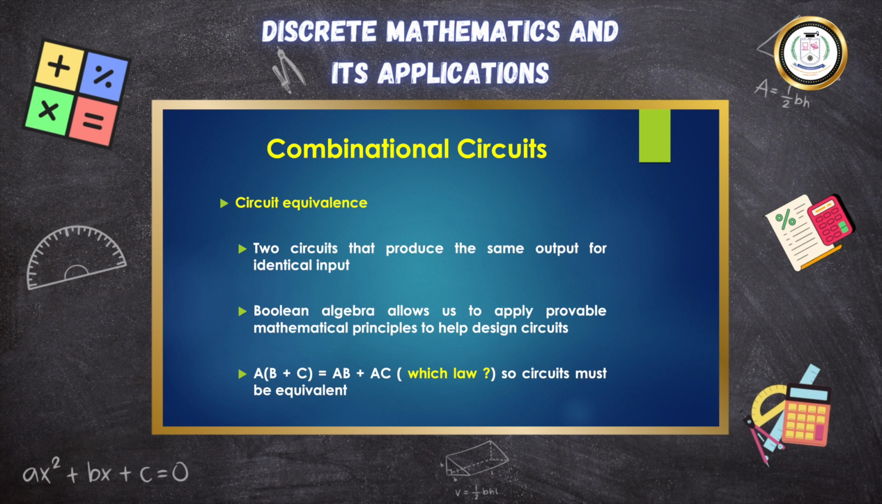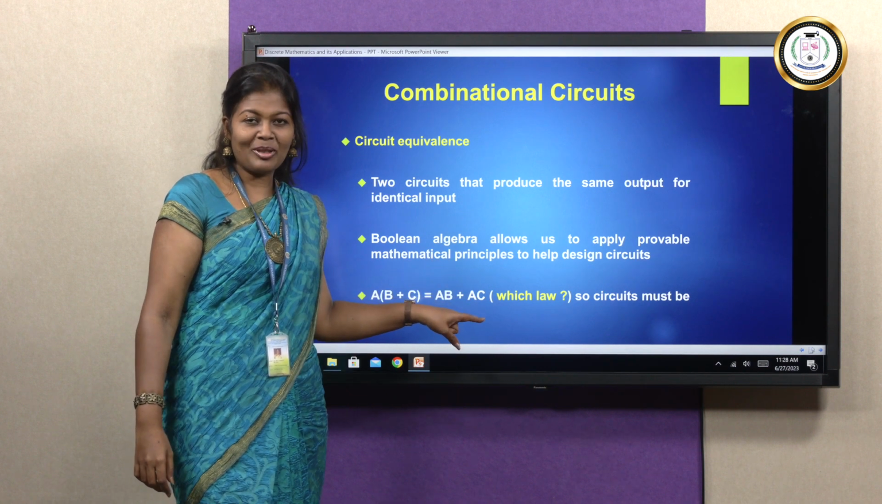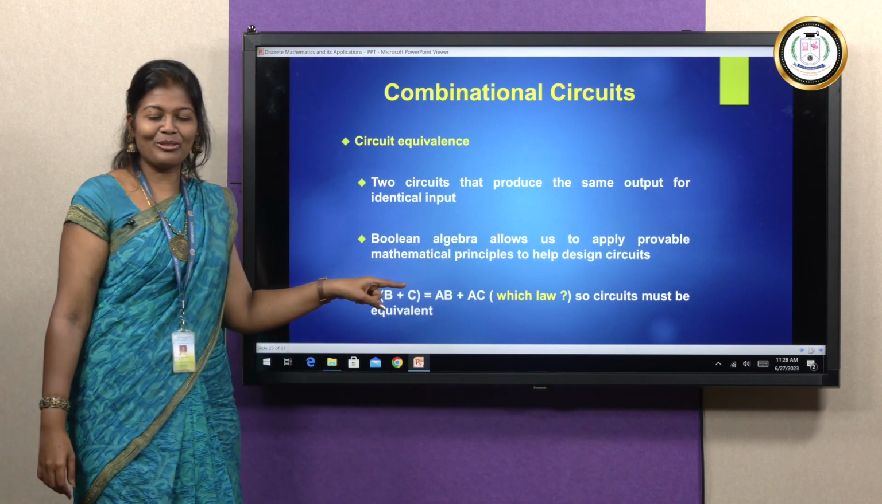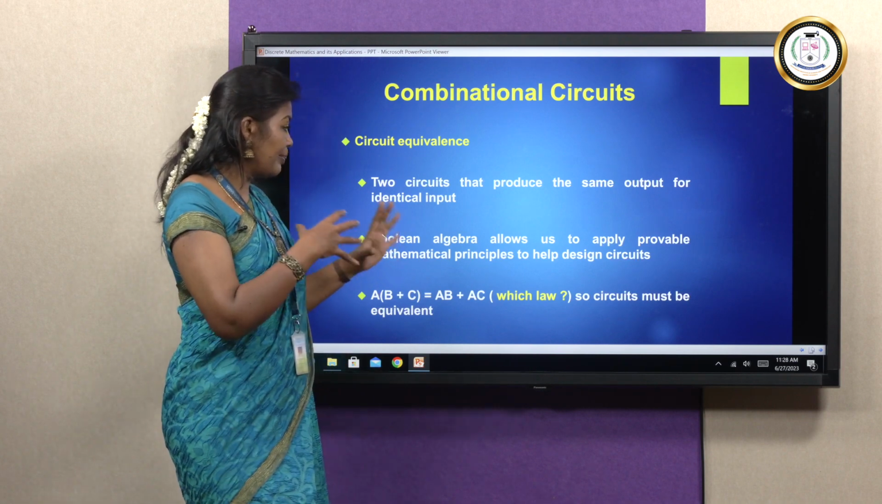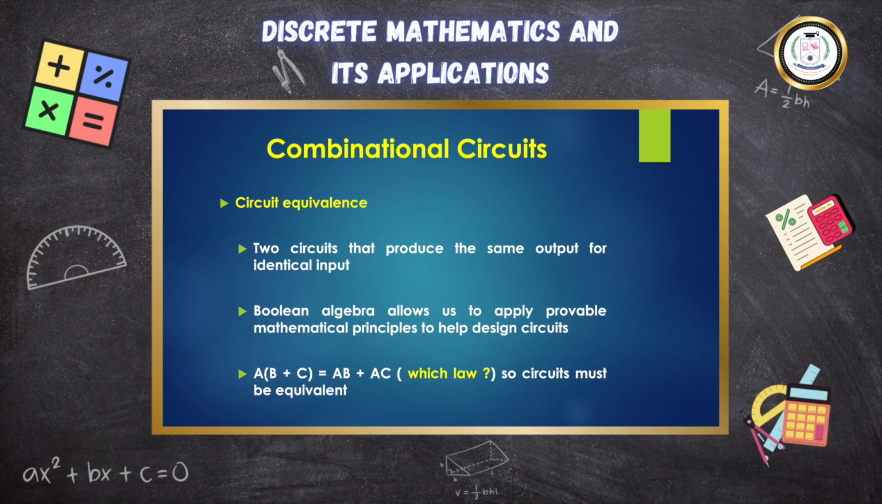And this particular law, A into B plus C, is the same as A into B plus AC. Do you all know which law I am talking about? Yes, it's the distributive law. Okay, so these principles actually allow us to help design circuits, 2 circuits which are equivalent, which have the same output. Yes, can be actually formed.